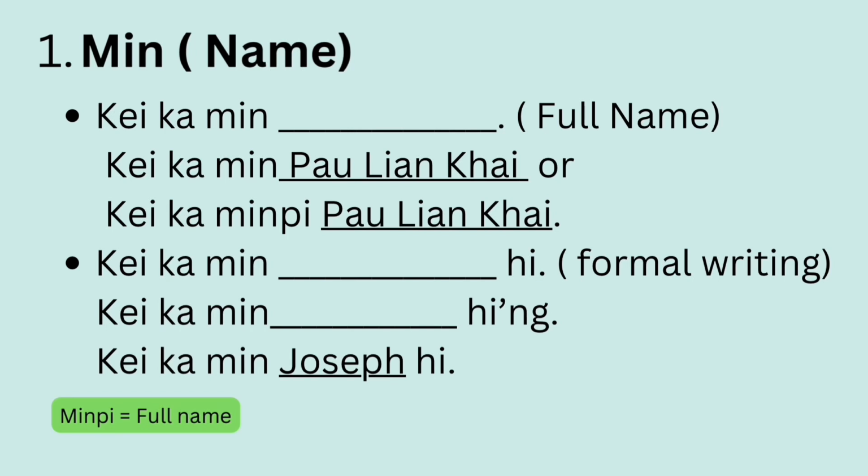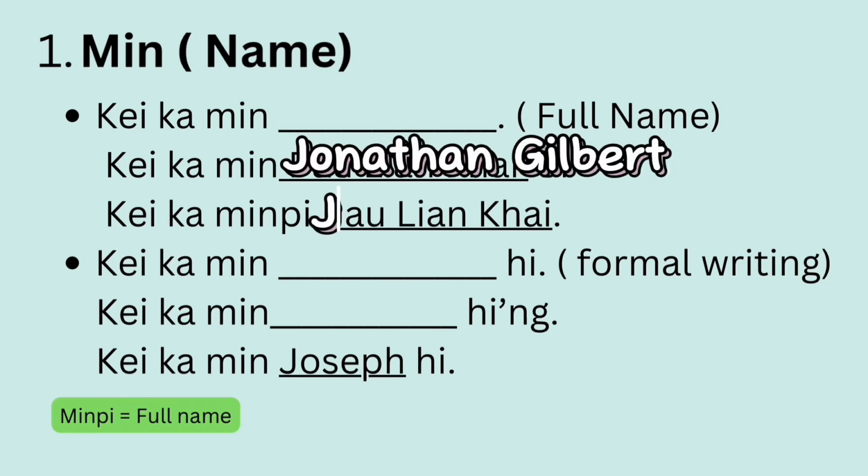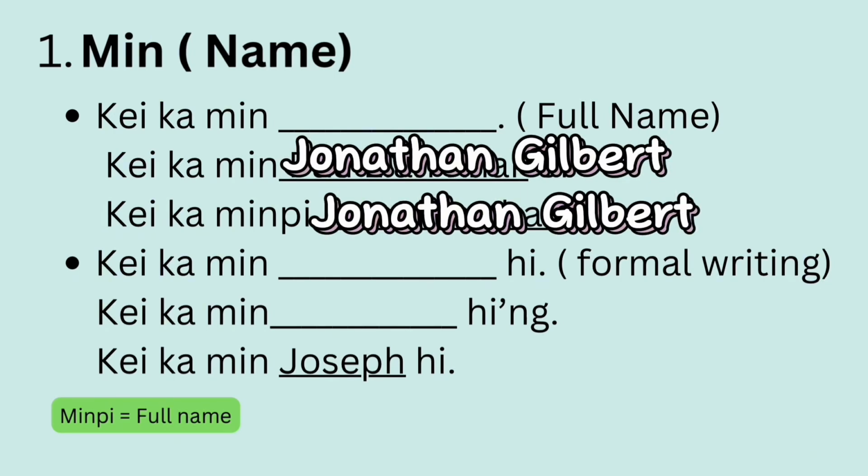So let's say your full name is Jonathan Gilbert. You can say Kei Ka Min Jonathan Gilbert or Kei Ka Min Pi Jonathan Gilbert.